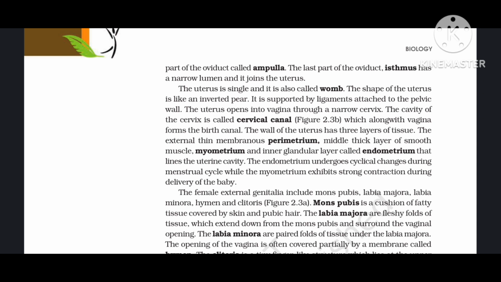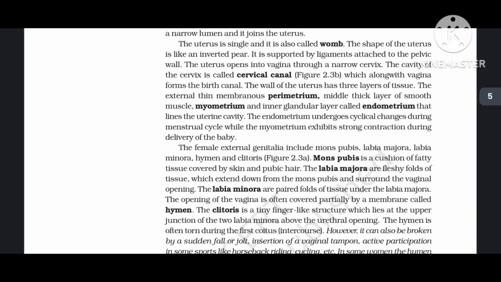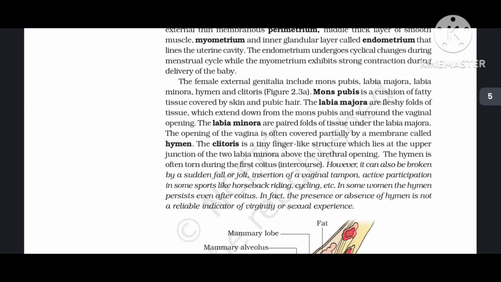Each fallopian tube is about 10 to 12 cm long and extends from the periphery of each ovary to the uterus. The part closer to the ovary is the funnel-shaped infundibulum. The edges of the infundibulum possess finger-like projections called fimbriae, which help in collection of the ovum after ovulation. The infundibulum leads to a wider part of the oviduct called ampulla. The last part of the oviduct, isthmus, has a narrow lumen and it joins the uterus.